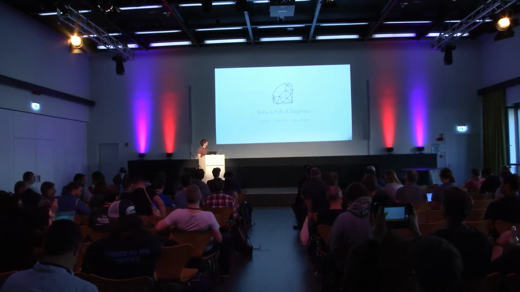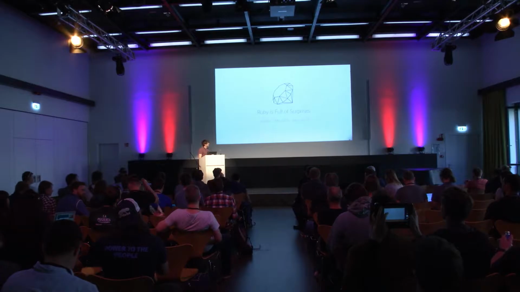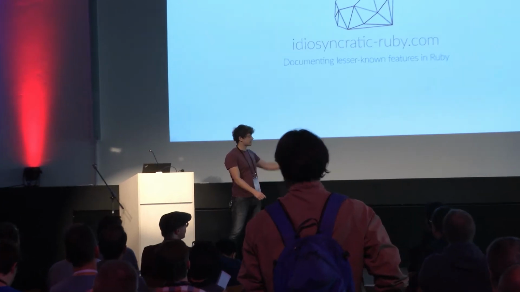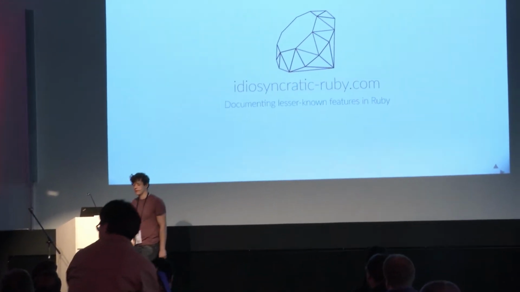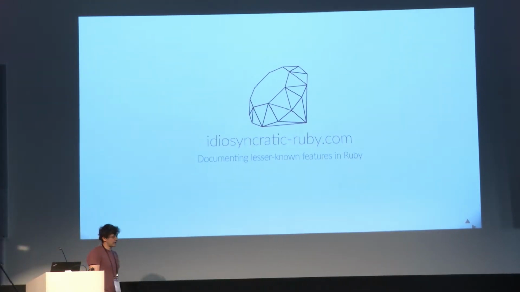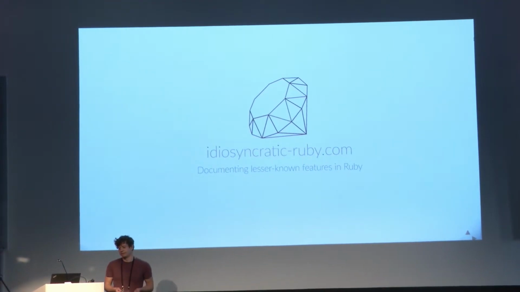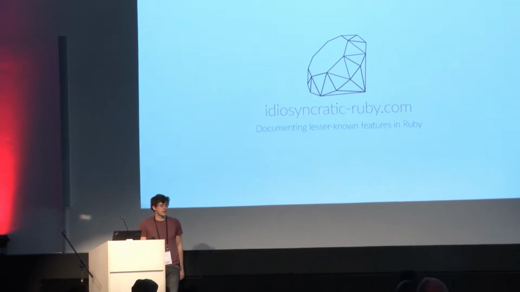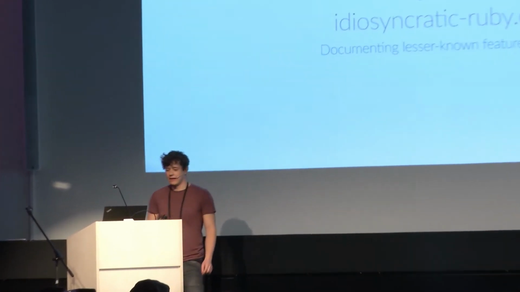So, Ruby is full of surprises, and over the last year I started to write down the surprises that I had, and what resulted was this blog. It's called Idiosyncratic Ruby. Idiosyncratic is something like it's special in some kind, not necessarily bad, but Ruby does its own thing. And I'm posting some new episodes, some new articles this month, so check it out.